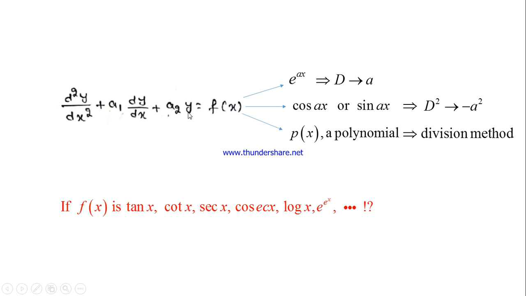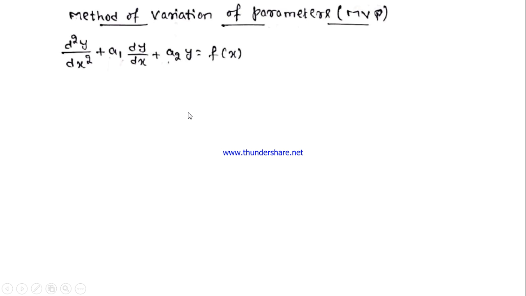Now the question is, if my f of x is anything other than these three, like tan, cot, secant, cosecant, log, or e power x, or something like this, how do we handle them? That is what our next question is. For that, the answer is the method of variation of parameters. This is a general method which we can employ to solve any differential equation with constant coefficients.